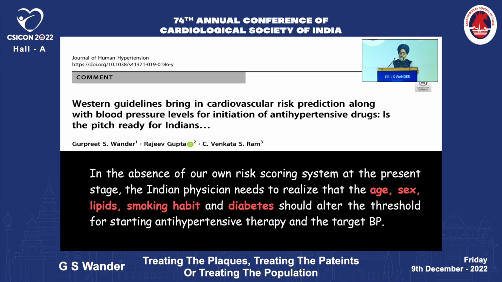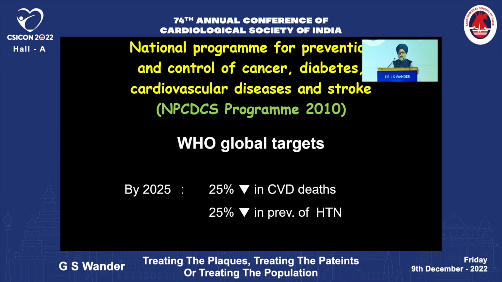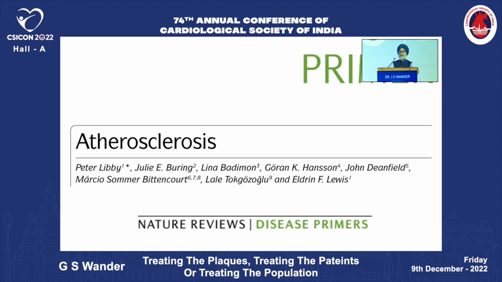We do not have our own risk scoring system, but we do know that if we look at the age, the sex, the lipids, smoking, and obesity, which is now one of the more recent major risk factors, one can fairly estimate the risk that an individual has for having atherosclerosis or one of its consequences. And so as I said, the national program envisaged to reduce cardiovascular diseases and hypertension prevalence significantly, but I think we are still pretty far away from this.